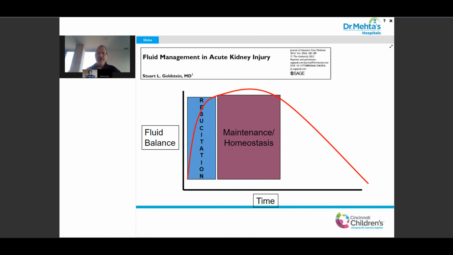If that can be accomplished by diuretics, great. If it can't, then we need to move to renal replacement therapy. And then once the patient is stabilized, we start to remove fluid and wait for renal recovery.